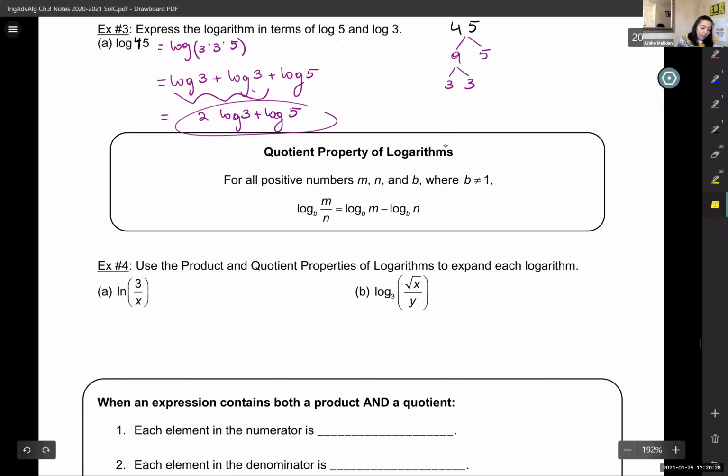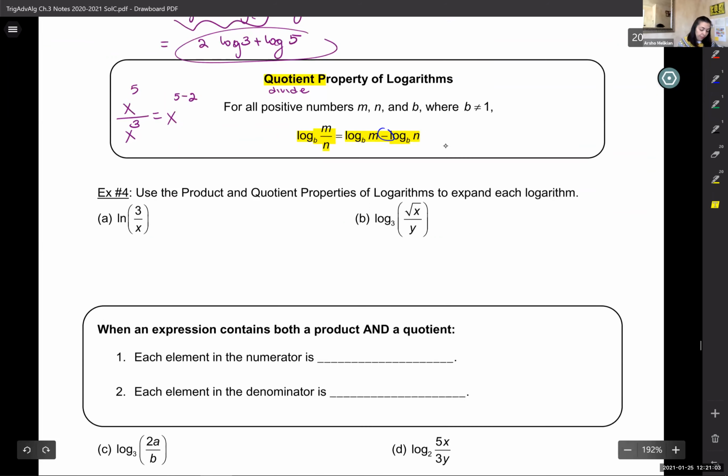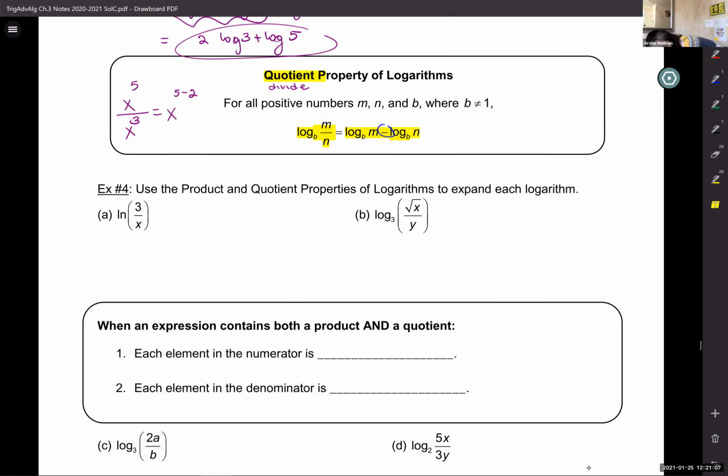Okay, let's do one more property. Next, I have the quotient property, which means dividing, right? So if I'm dividing powers like this, what do I do to the exponents? Subtract them. So the quotient property, if I have log of m over n, is log m minus log n. So here then, if I have ln of 3 over x, then that is ln of 3, and because x is being divided, minus ln of x. Okay?